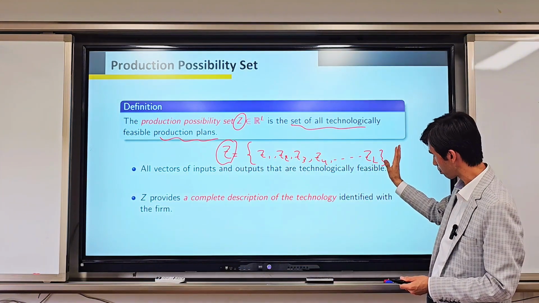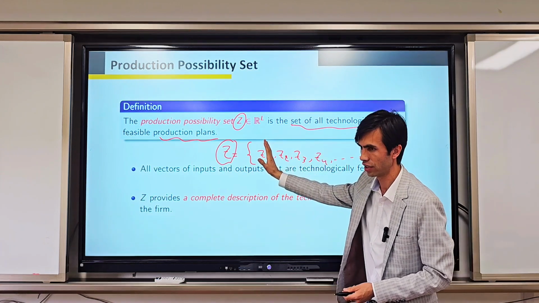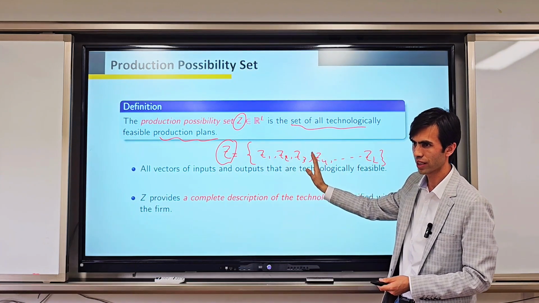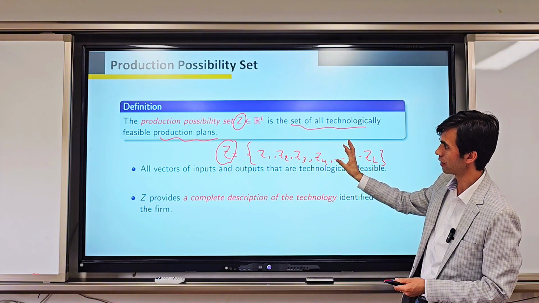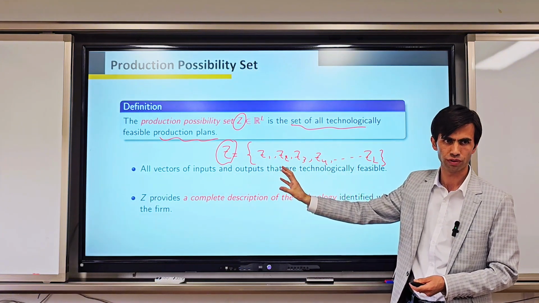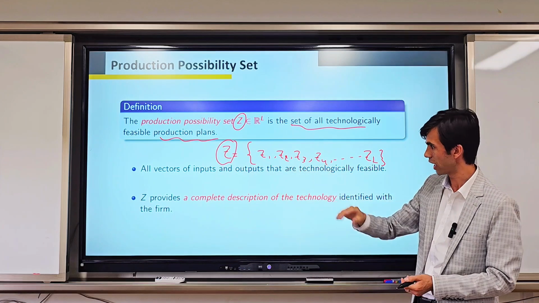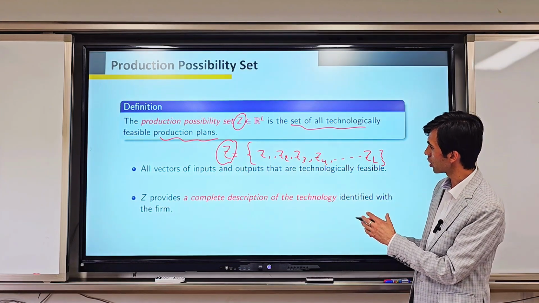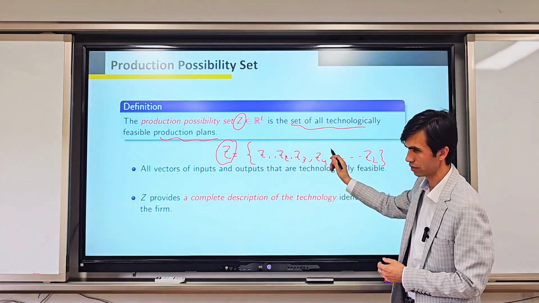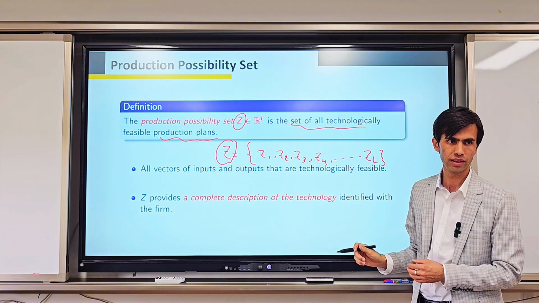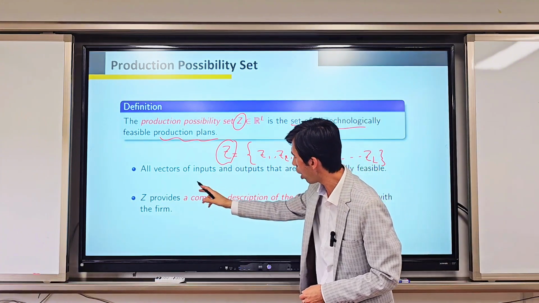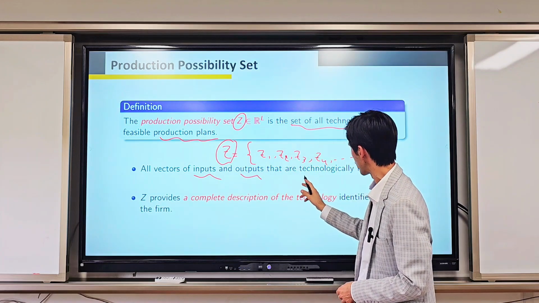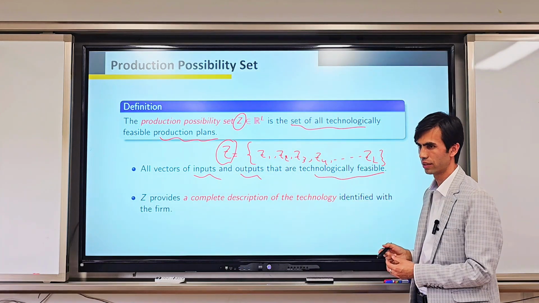So it means we can produce any of these plans, and we can take any of these plans, and we will choose the plan out of them that reaches our goal, which is profit maximization. So later on, we will try to find out which production plan is the optimal plan that maximizes our profit. So here, all vectors of input and output that are technologically feasible.